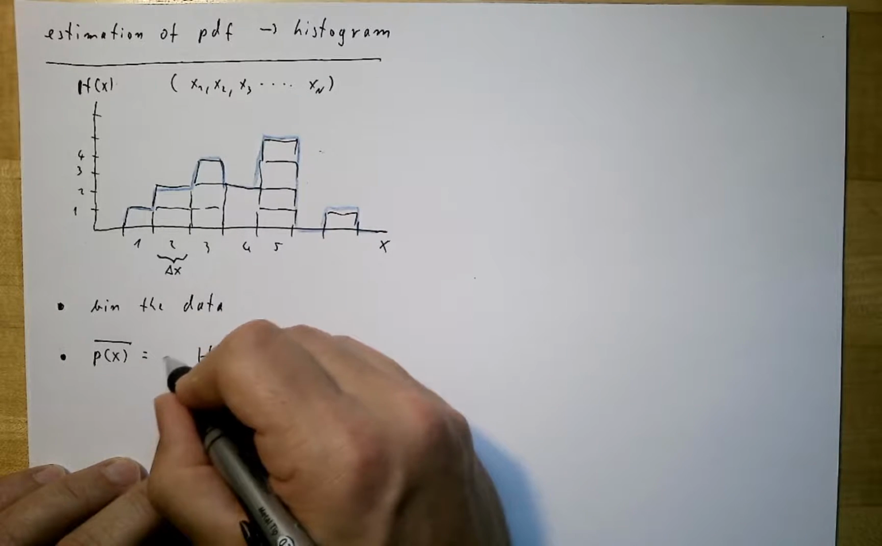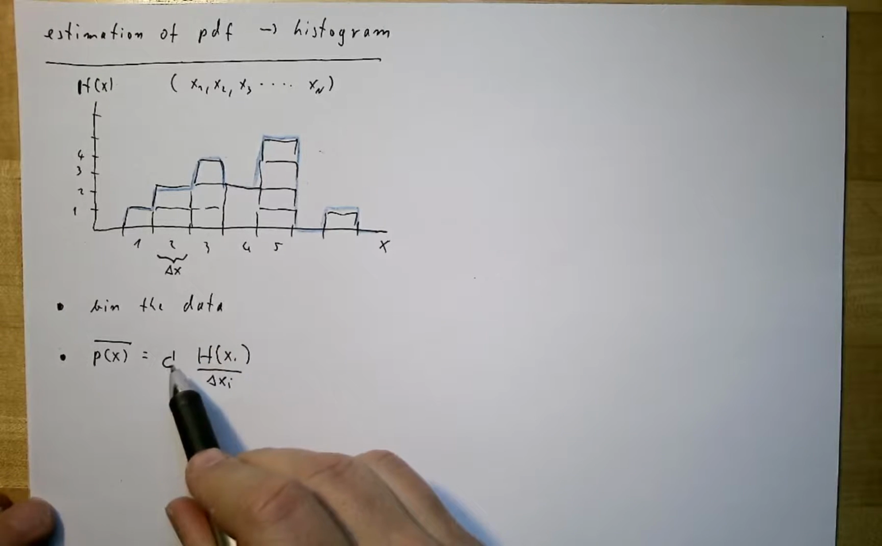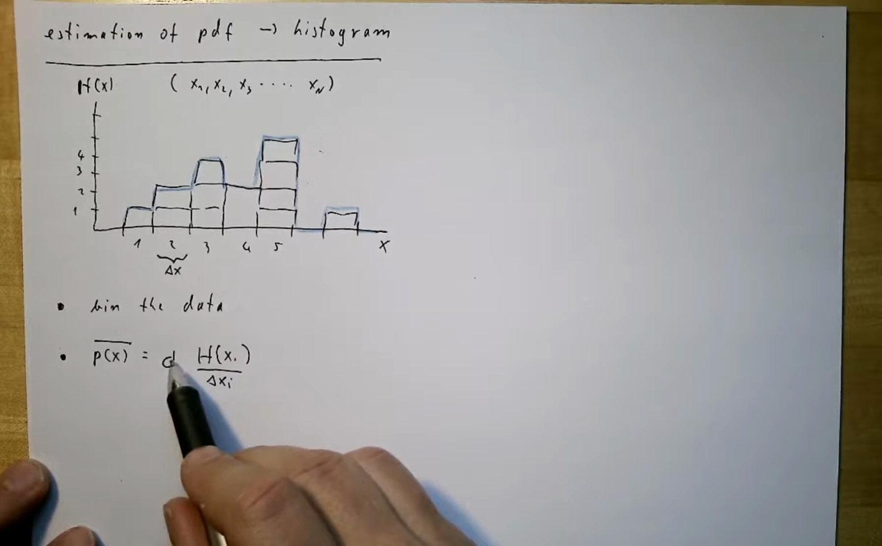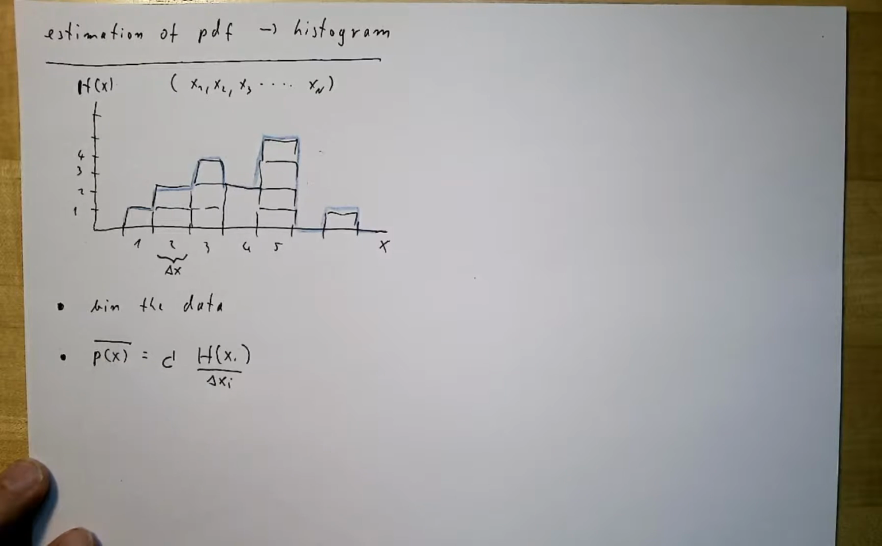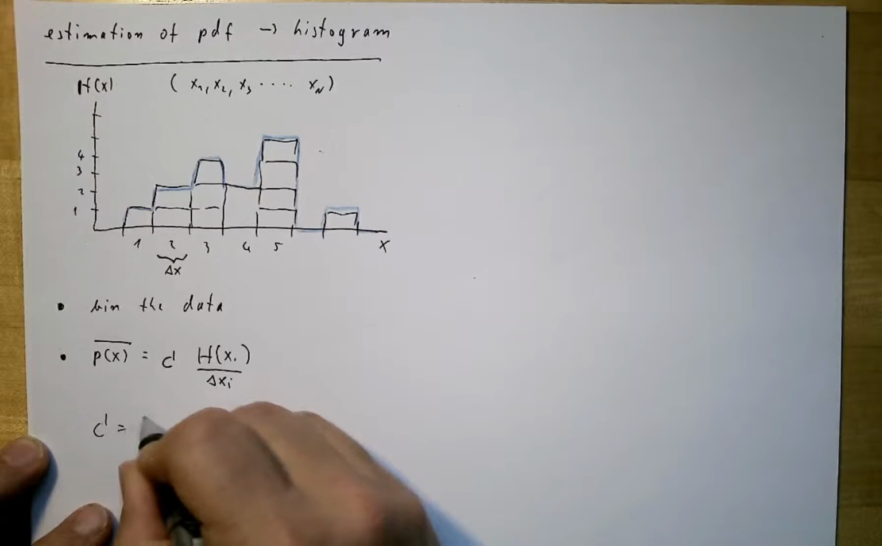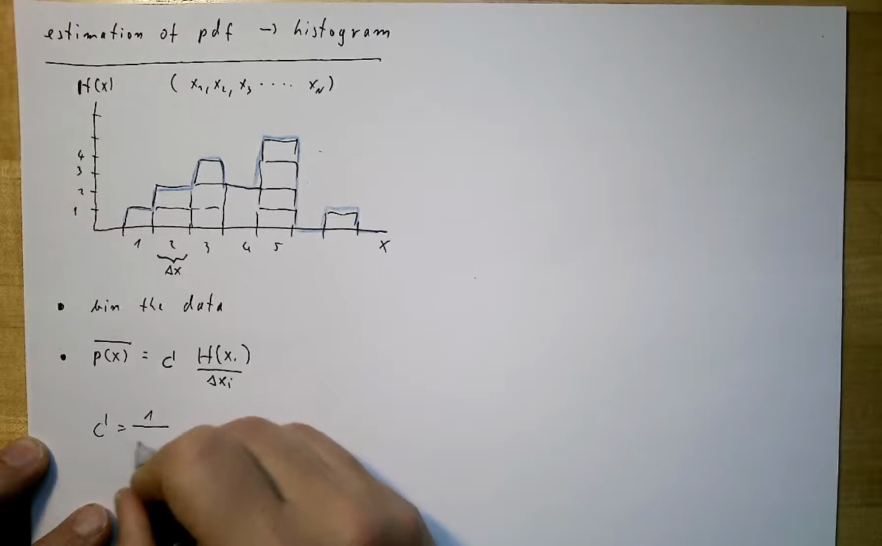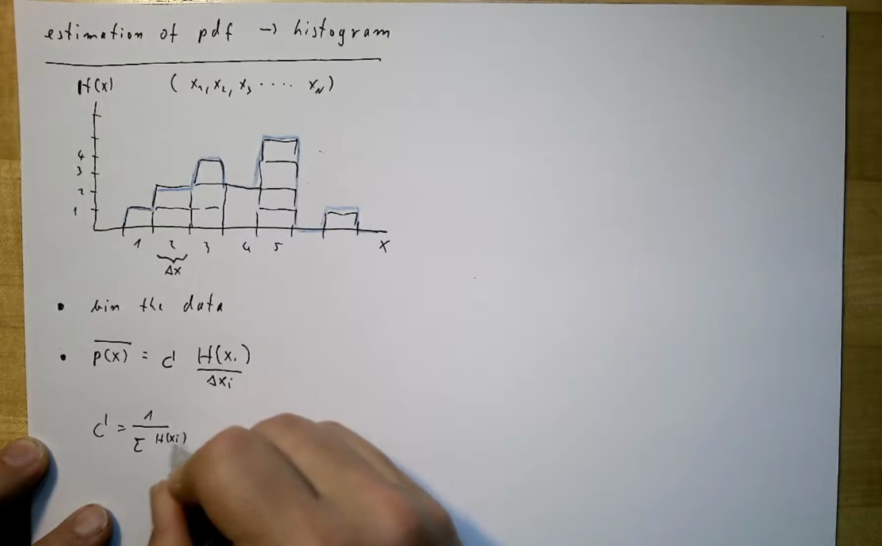And then we have a normalization factor, C, and the C has to be normalized in such a way that the sum of all these estimated values is 1. So this C is 1 over the sum of all these h of x_i divided by delta x_i.